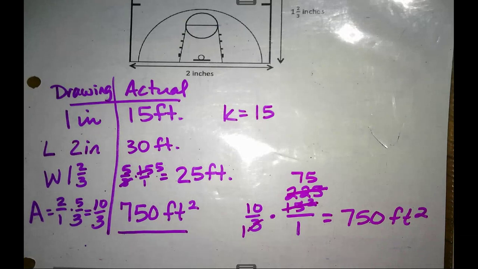So both of these methods gave me the same answer. This one lets me do it in a little bit shorter of a process by using the square of the scale factor.